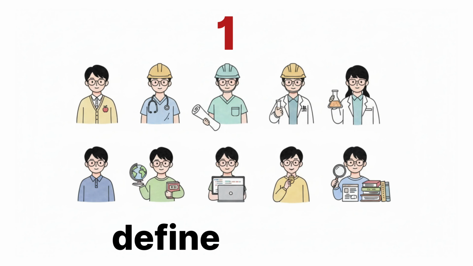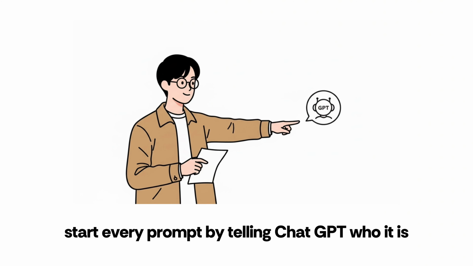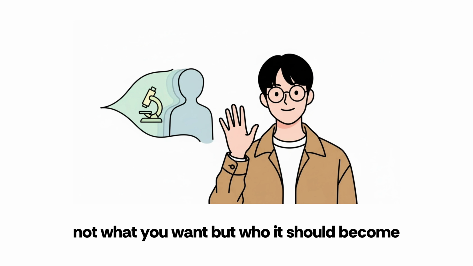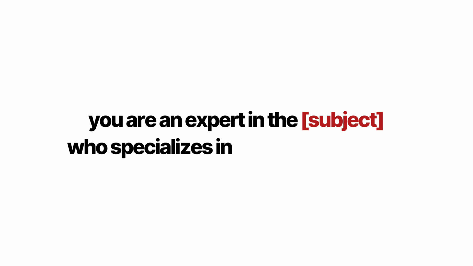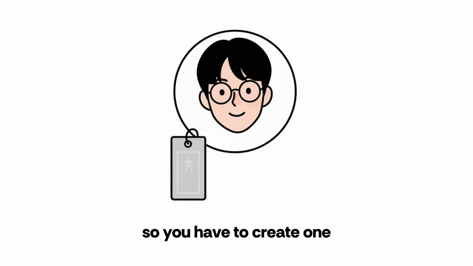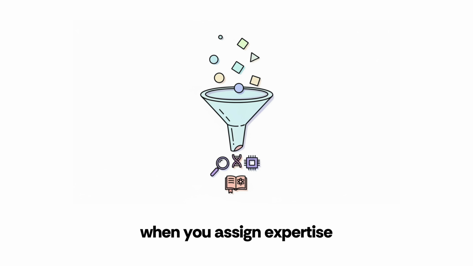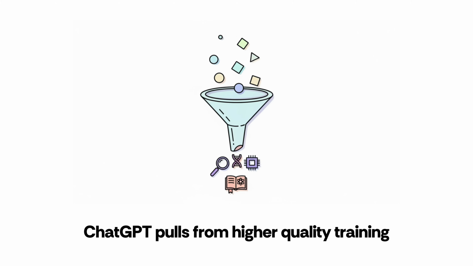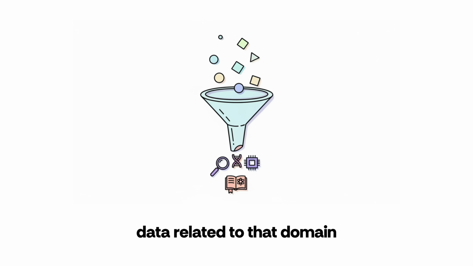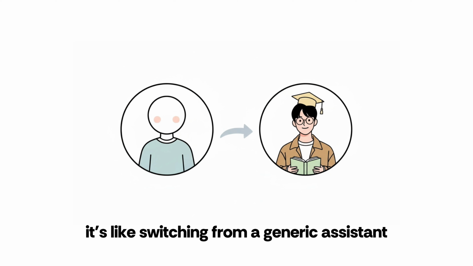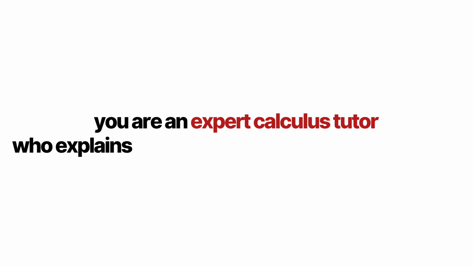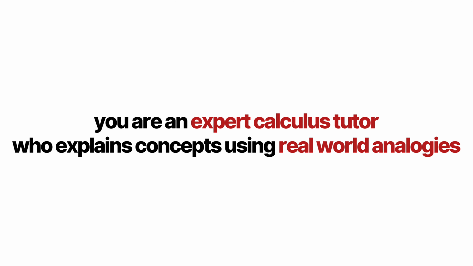Step 1. Define the role. Start every prompt by telling ChatGPT who it is, not what you want, but who it should become. Here's the format. You are an expert in the subject who specializes in teaching what you want it to teach. AI doesn't have an identity, so you have to create one. When you assign expertise, ChatGPT pulls from higher quality training data related to that domain. It's like switching from a generic assistant to a specialist. For example, you are an expert calculus tutor who explains concepts using real-world analogies.